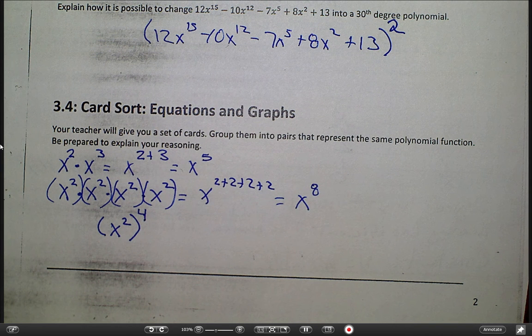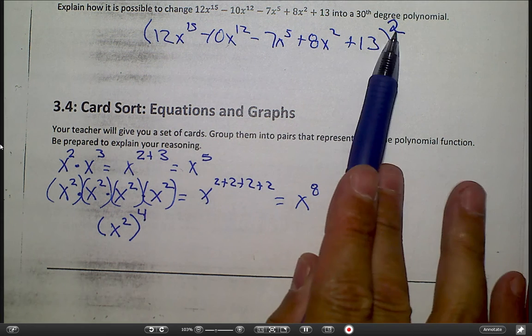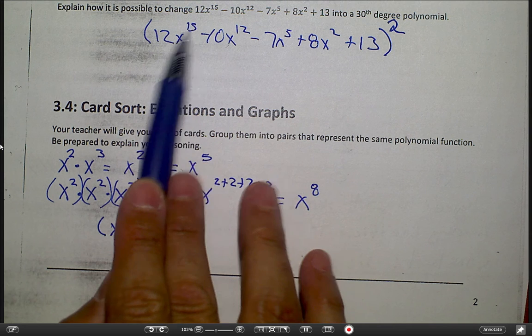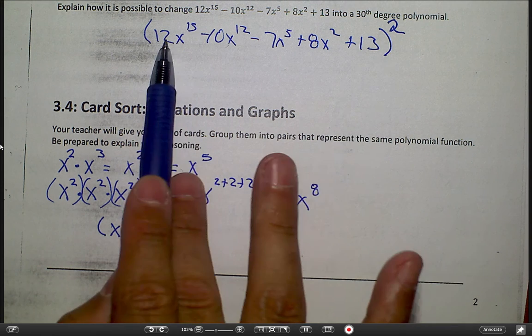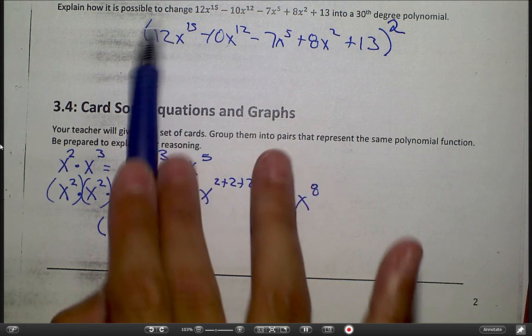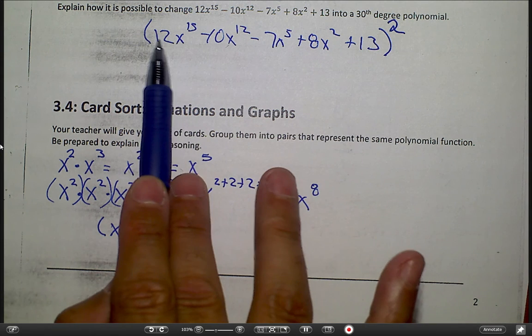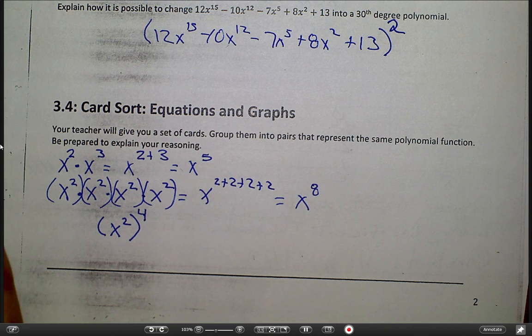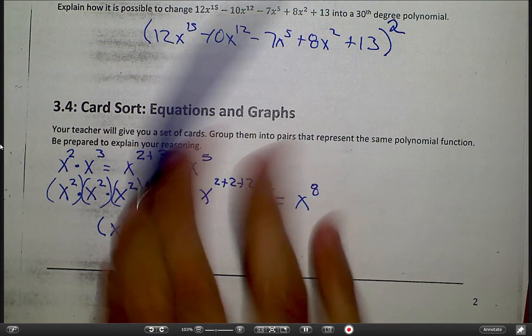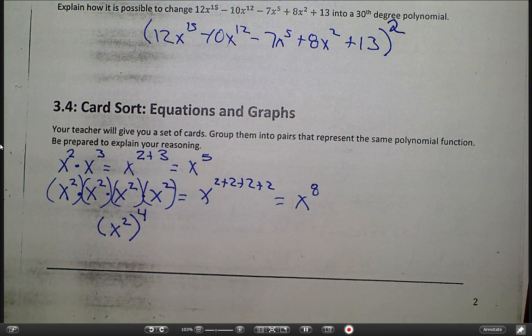So if I was to expand this whole thing, I really don't want to, but my leading coefficient would have a degree of 30 because it's 15 times 2. The leading coefficient here is going to be 144. It's 12 squared, so it's going to be 144. But if I expand it, I have to distribute this over and over again. I don't want to do it, though.